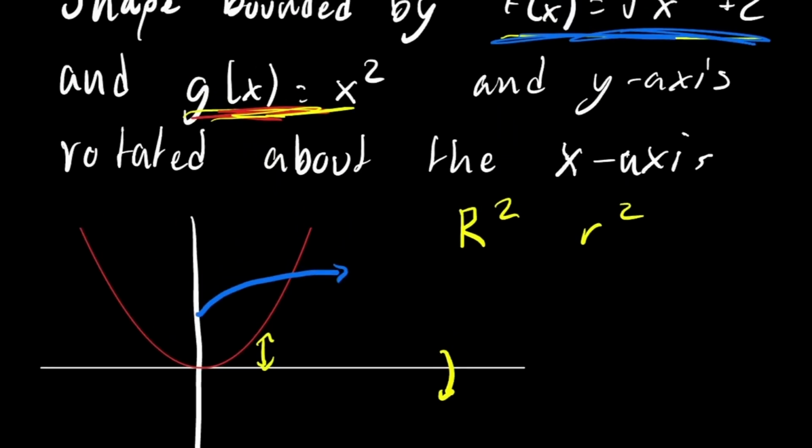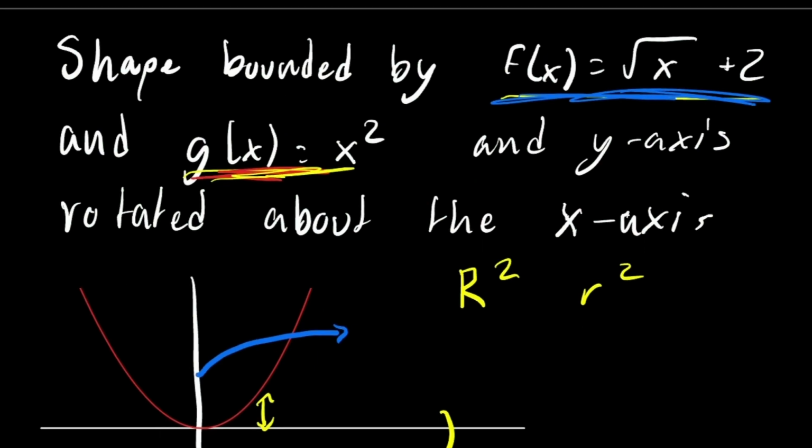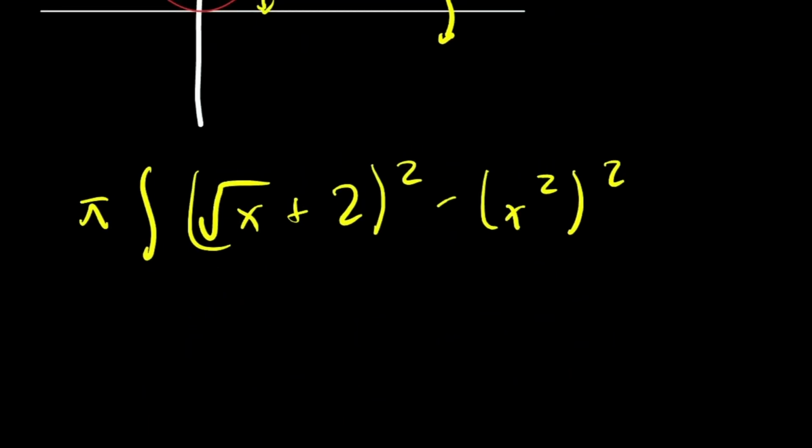And to find our bounds, we have to find where these two functions equal each other, which I don't know if it's a very nice number. Let's see. 2, 4. Yeah, it's not a nice number, so I'll need my calculator for that. So they intersect at x equals, oh boy, 1.83. I'm just going to round it. And we're going from 0 to 1.83.